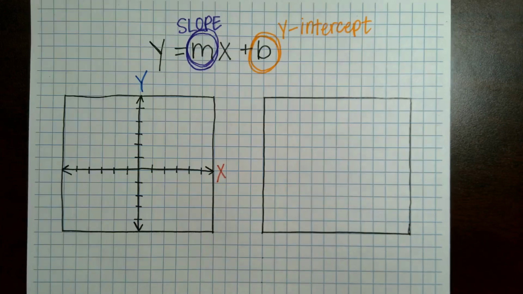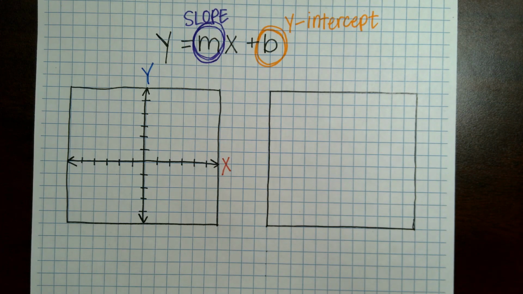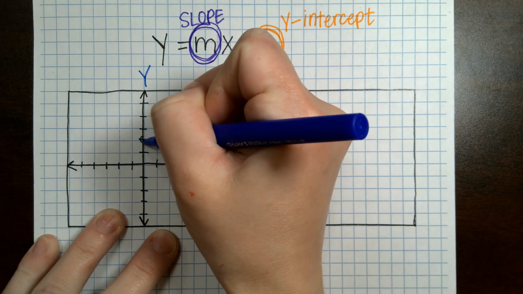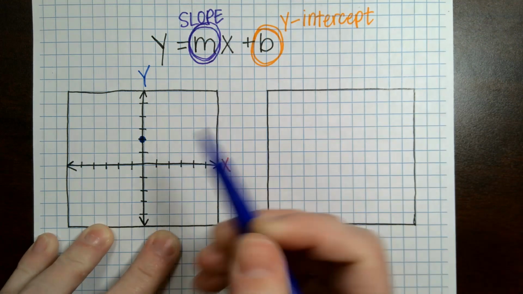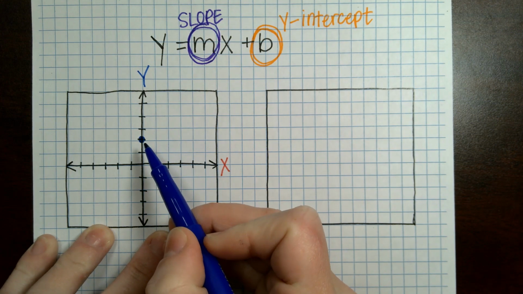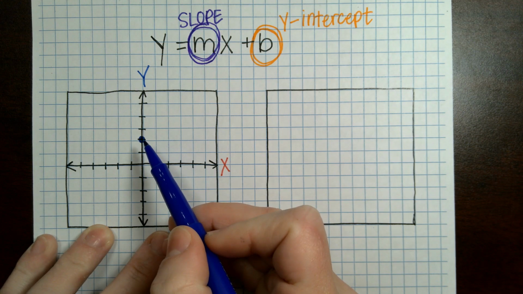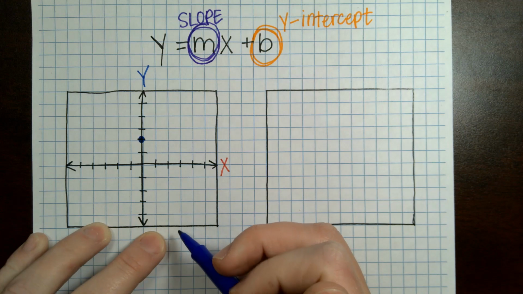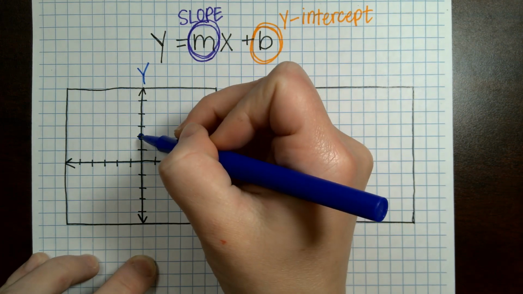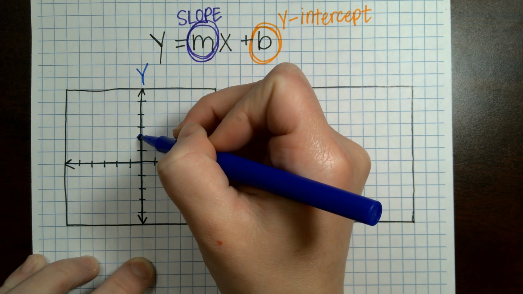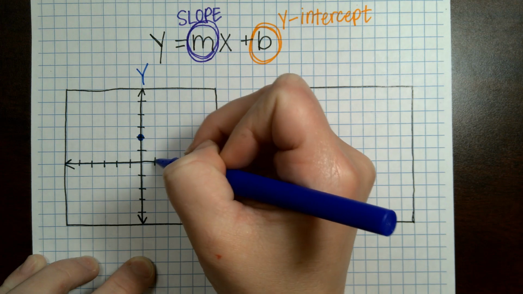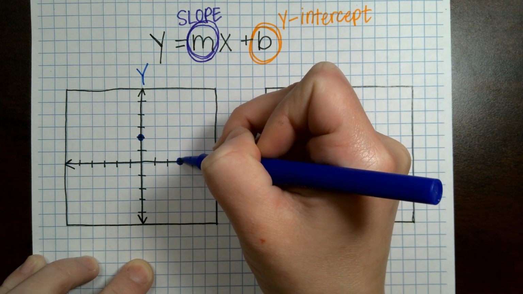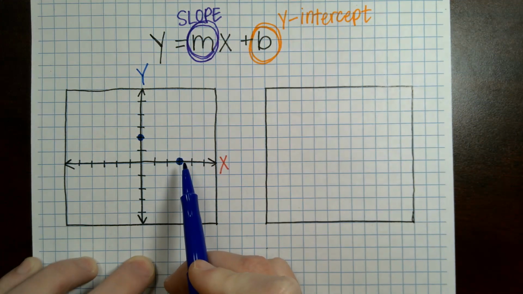So let's start with a point. Let's do +2 on the y-axis. Since this is where it's touching the y-axis, this will be our y-intercept. Let's do a second point at +3 on the x-axis right here.